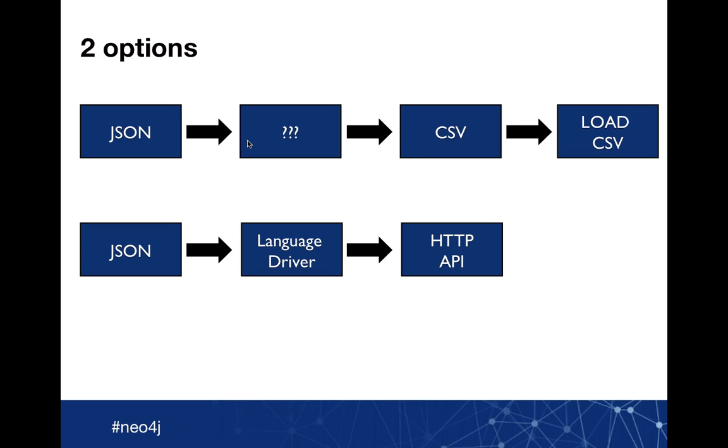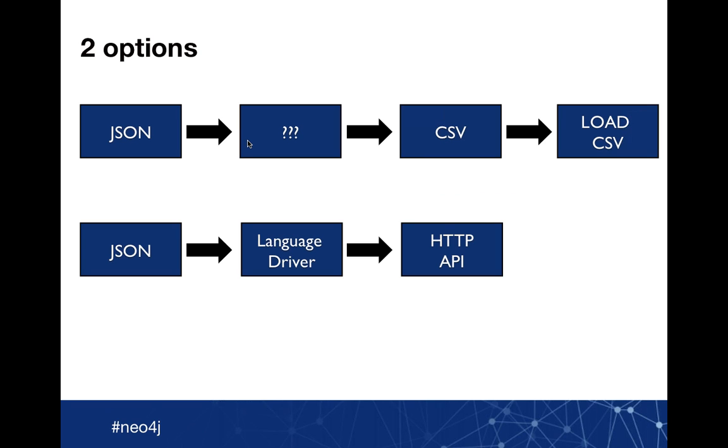Your first one is, okay, well, I know that I'm really comfortable with the Load CSV tool, and I know how to use that, and that seems to work quite well for me. So I'm going to figure out a way to get from JSON to CSV, and I'm going to use the tool that I know. That's perfectly fine. We're going to have a look at how you do that.